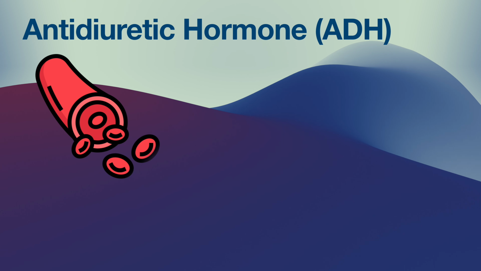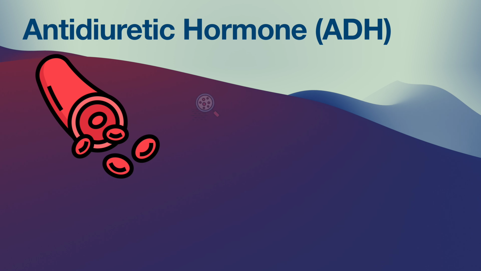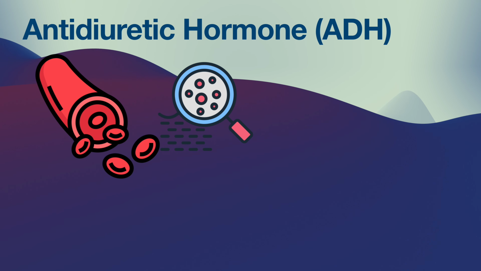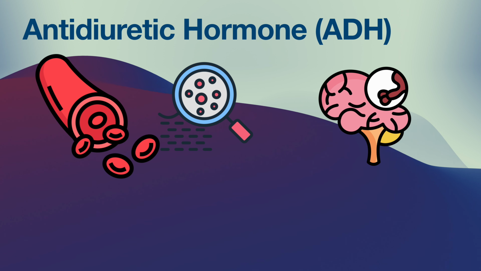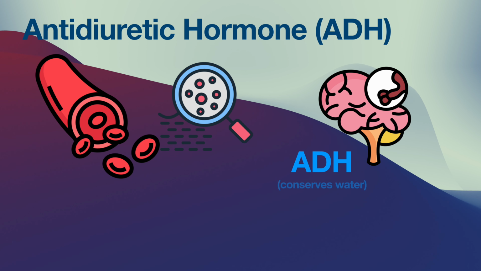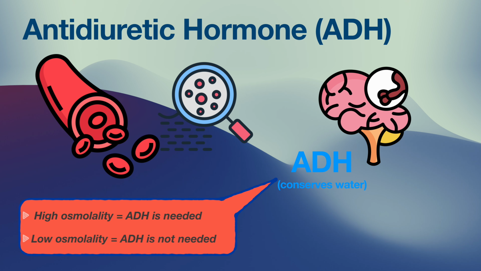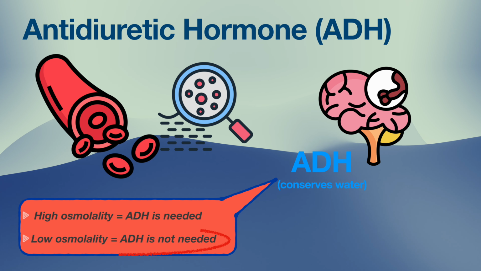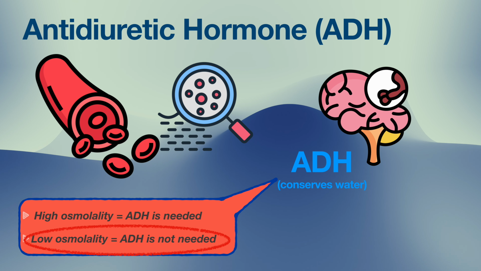Let's understand the hormone ADH first. Your blood is flowing through the vessels. It is sensed by osmoreceptors, which then cause the posterior pituitary to secrete ADH. ADH, as the name suggests, conserves water. So when high serum osmolarity is sensed, ADH is needed, and when low is sensed, ADH is not needed.